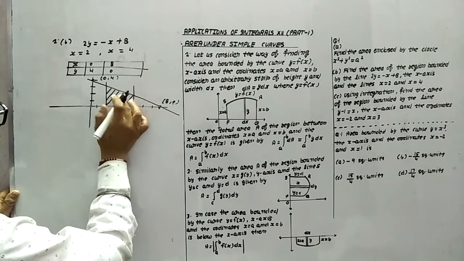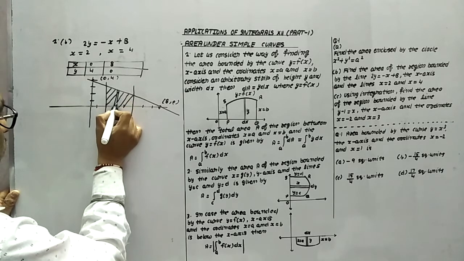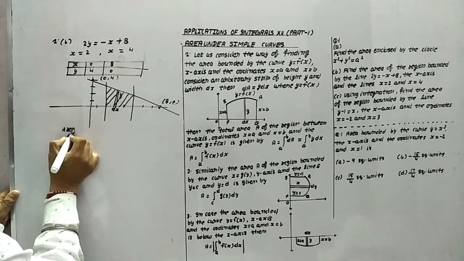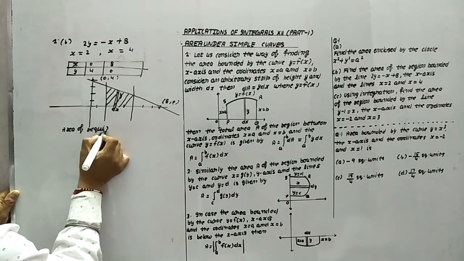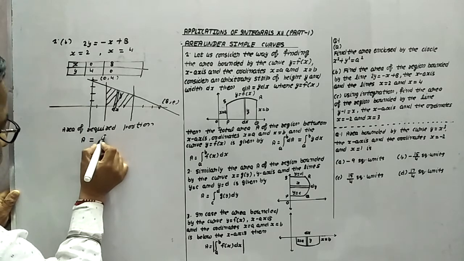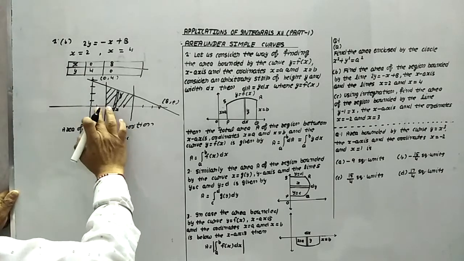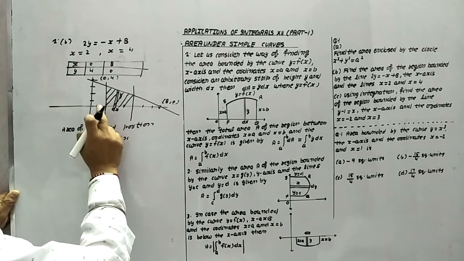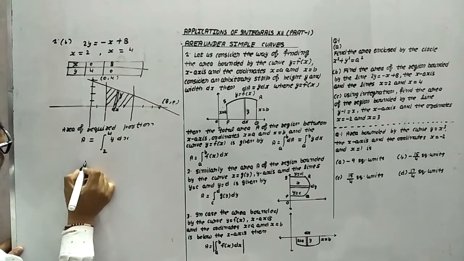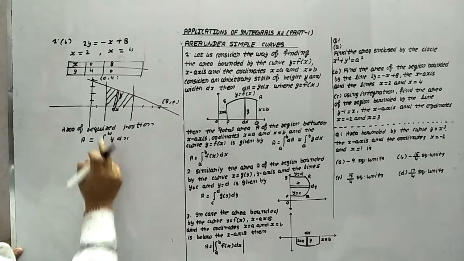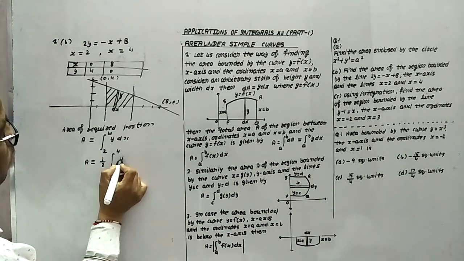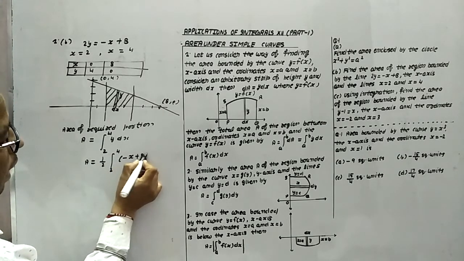Again for this, first of all we will take a strip. Let us suppose this strip has length y and width dx. It means the area of the required portion is A equal to the integration of y dx, and we have to take the limits from 2 to 4. It means the lower limit is 2 and the upper limit is 4. Now from the first equation we will find out the value of y. It means A is equal to half, integration from 2 to 4 of minus x plus 8, dx.